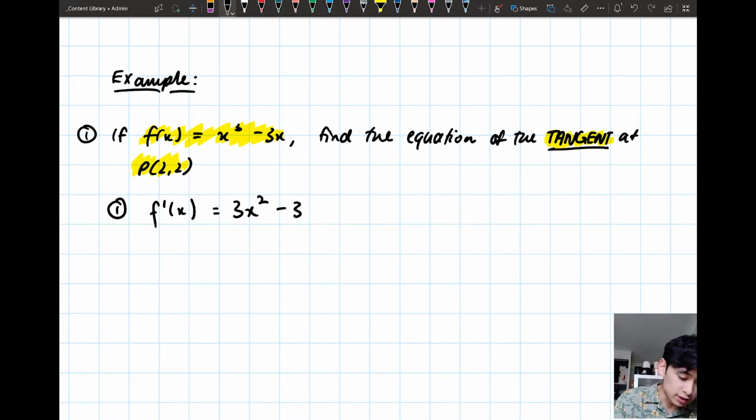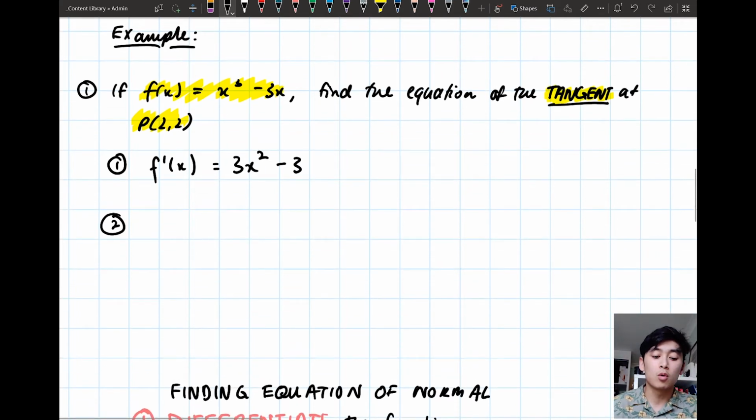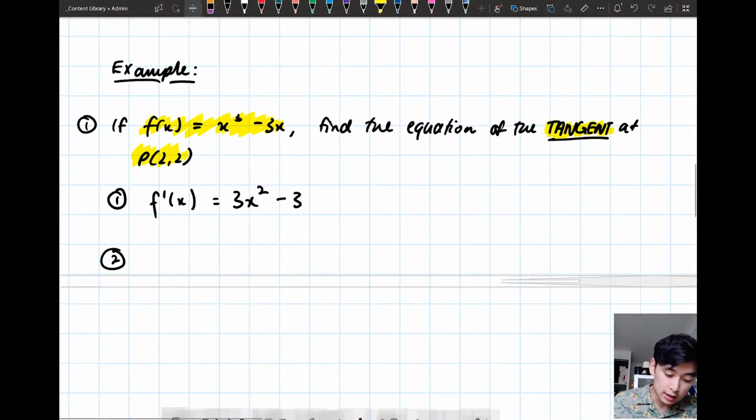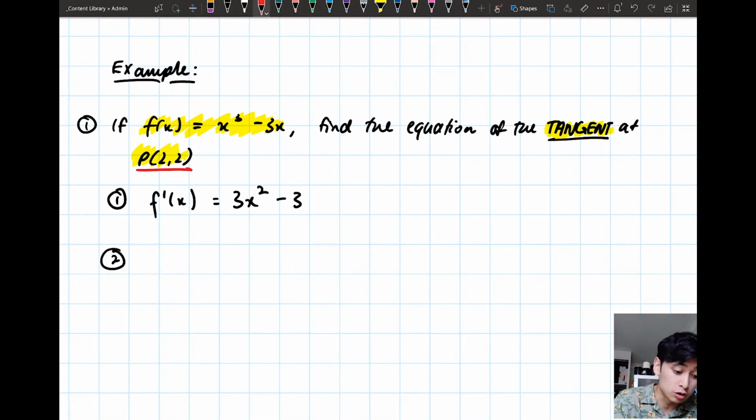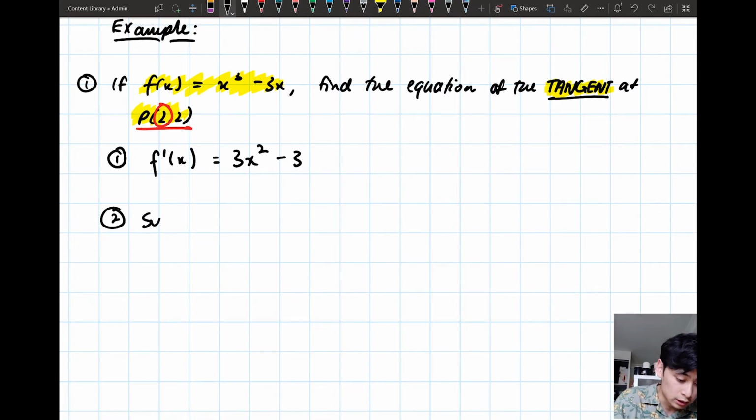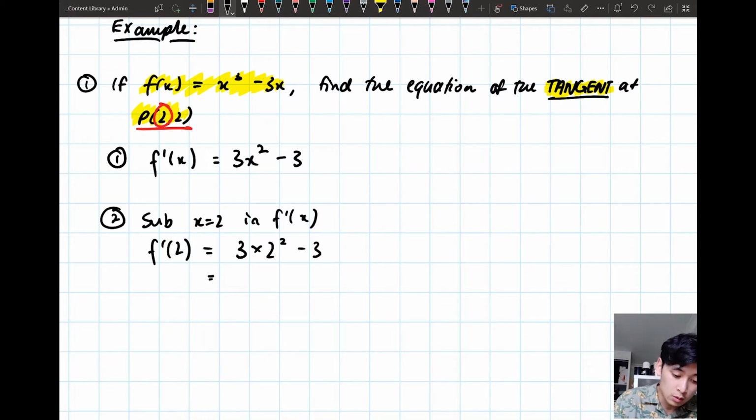The second step is to substitute the x value of that point. If you have a look, my point is (2, 2), so I want to substitute x is equal to 2 into f dash of x. So I'm going to write f dash of 2 is equal to 3 times 2 squared minus 3, which is equal to 3 times 4 minus 3, which is 12 minus 3, which gives me 9.